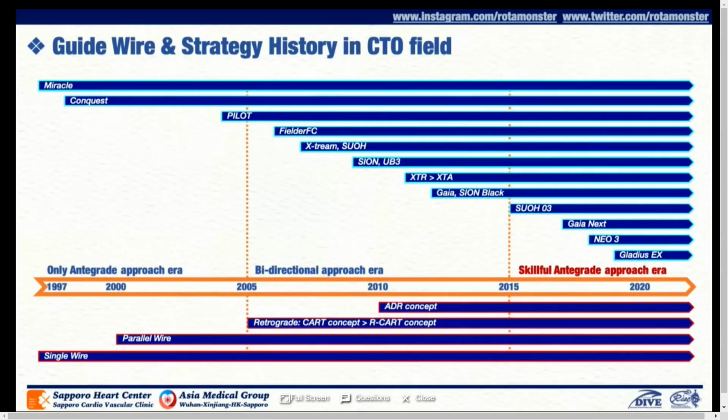This slide shows the guide wire and the strategy history in the CTO field. As you know, the guide wires and the treatment strategies of CTO have evolved to influence each other. Until the early 2000s, only the antegrade approach was used, but since then, the retrograde approach has been added to the treatment strategy, which has greatly contributed to the improvement of the procedure success rate.